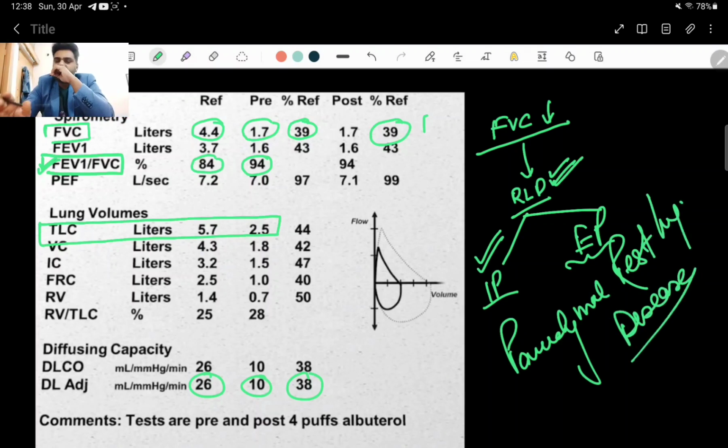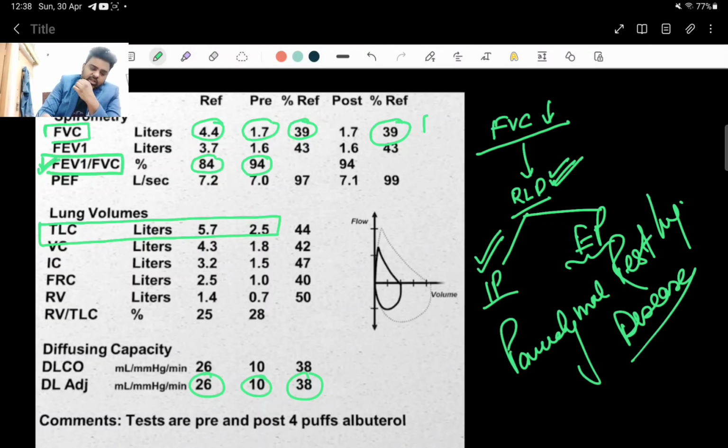So you can solve any PFT. If you follow my algorithm, you can solve it easily. You don't need to read any book. I have given you the complete data of Harrison, Fishman, and some published papers. You can solve any question related to this. Okay.